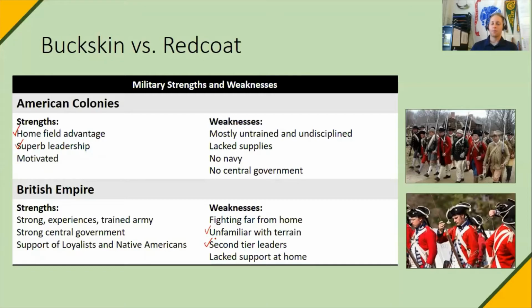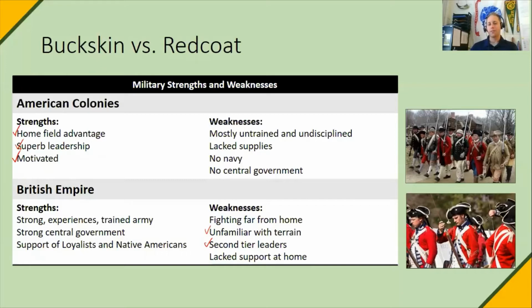So the Americans are able to put their varsity team in the field, at least leadership-wise, while the British are often working with their JV or maybe a few of their varsity guys. The American colonists are also strongly motivated. They are fighting for their homeland. They are fighting for their freedom, at least that propaganda sense coming in.